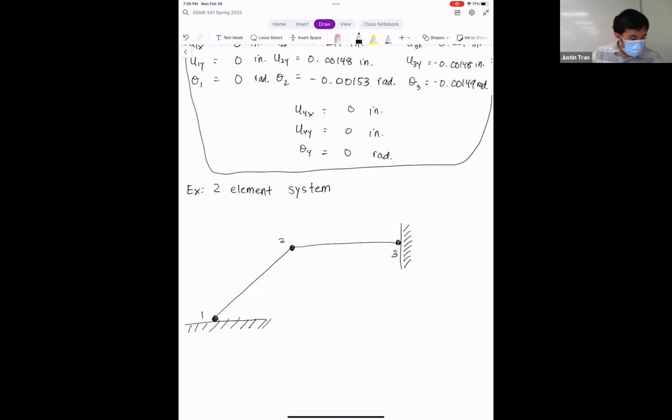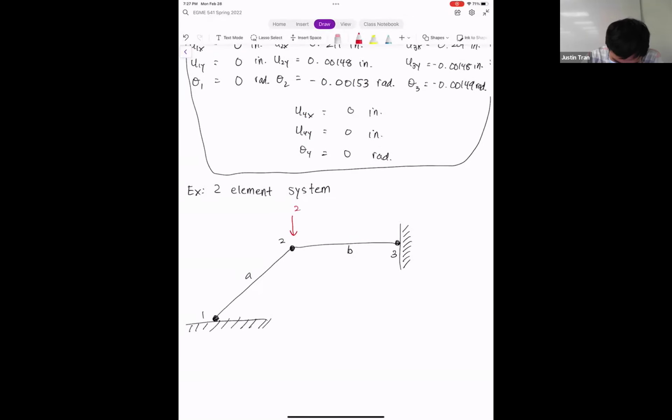We have node 1, node 2, and node 3. This here is element A. This here is element B. We only have one node that's actually going to move, and that's node 2. Let me give you the loads. We have a load here of 20,000 pounds. We have a load here of 20,000 pounds. We have a clockwise moment here of 160,000 pound inches. And then a counterclockwise moment here on node 3 of 160,000 pound inches.